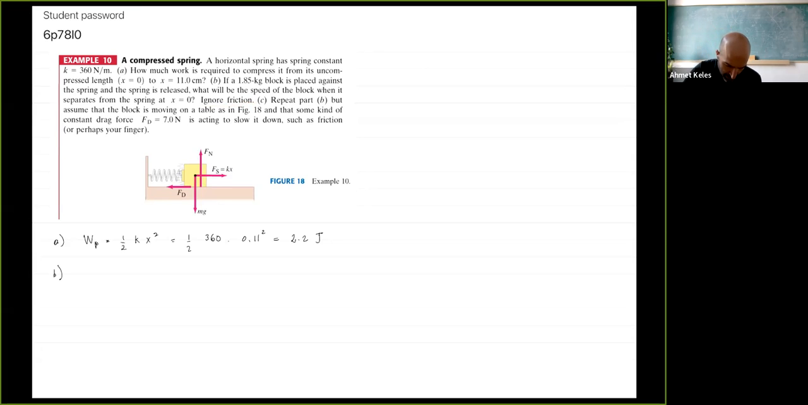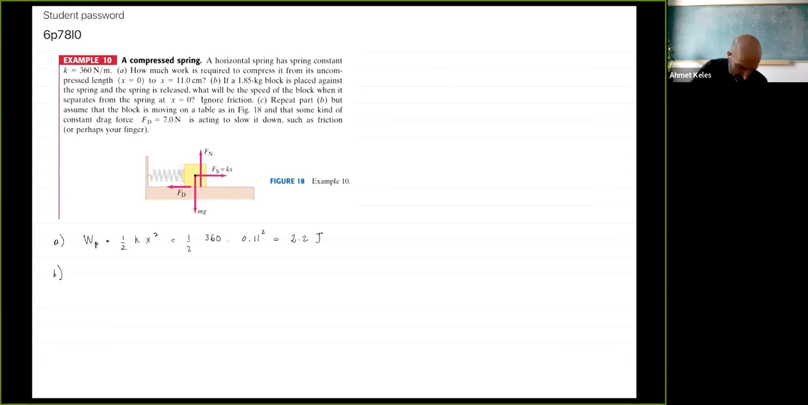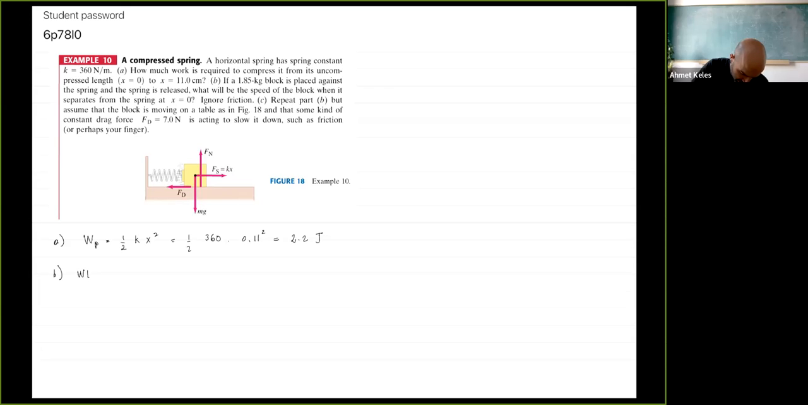So initially you compress the spring, and now you place a block, and then you release. And when the block and the spring separate at x equals 0, we are trying to find the speed of the block. Let's use the work energy theorem.